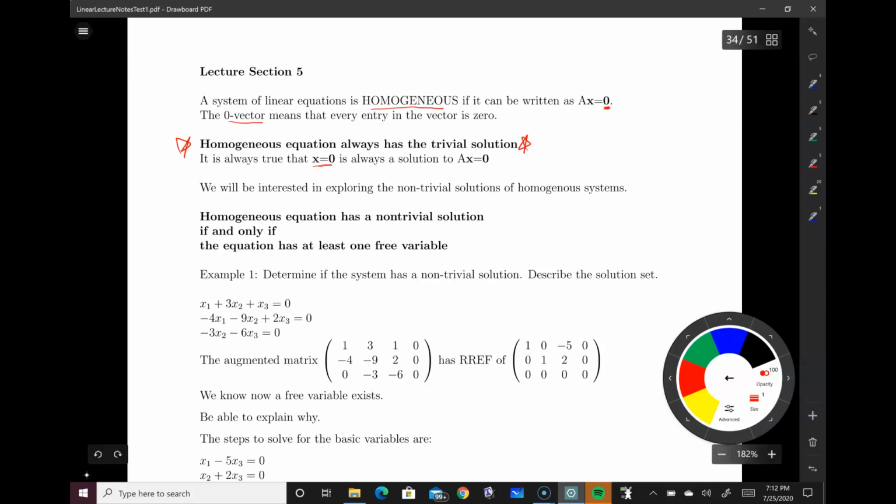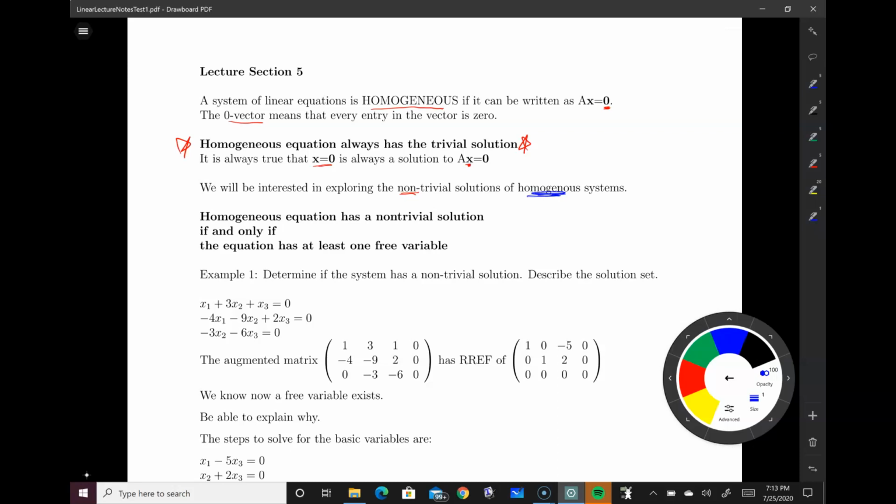So it's true that if I put x equals 0 in here, take a matrix A and multiply it times the zero vector, I will always get 0. This is so important, but it's so trivial, but it's something you need to remember. What we're going to be interested in is exploring the non-trivial solutions of this homogeneous equation. It's only with homogeneous that we have this trivial solution.